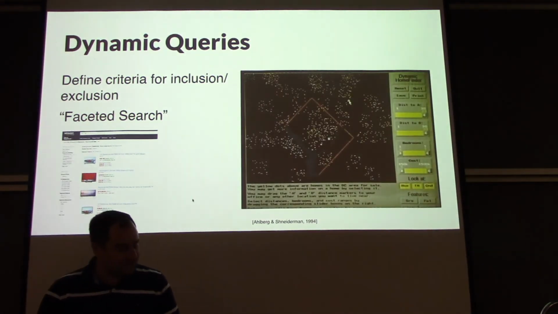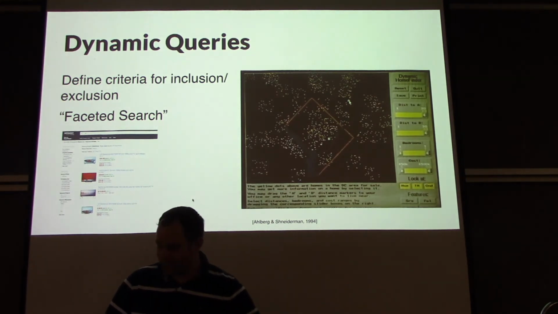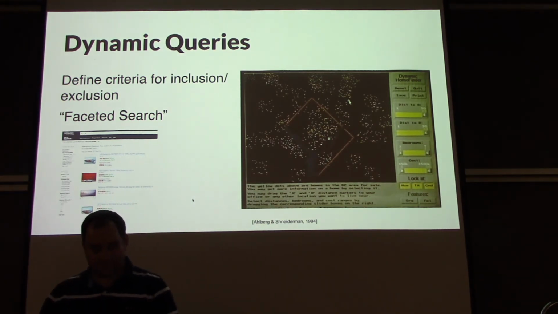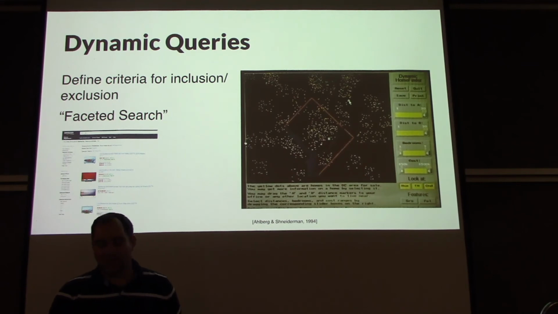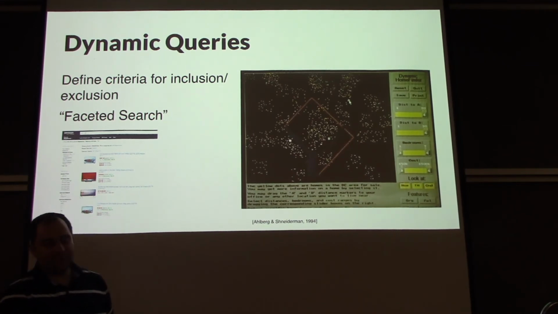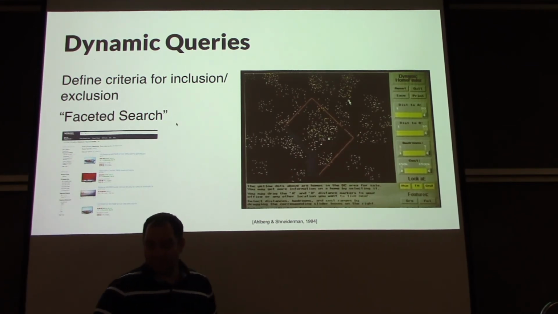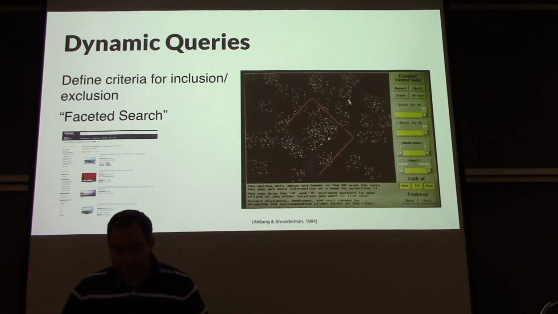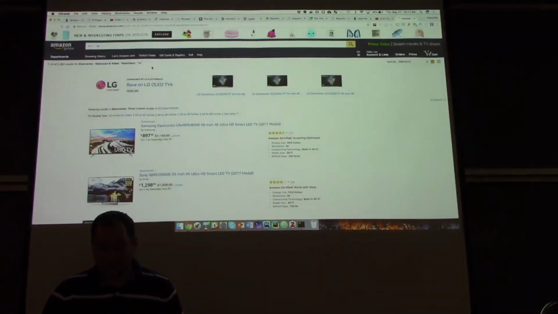And so this is a little tricky because I was planning a 20-minute exercise on this, with 9 minutes to go. But anyways, I'll just show you this video. This is dynamic queries historically. You probably know this as faceted search.